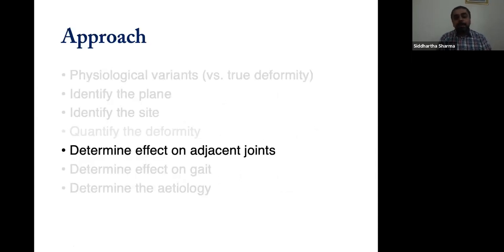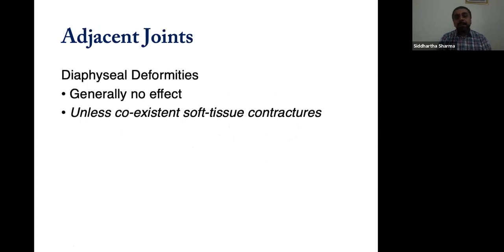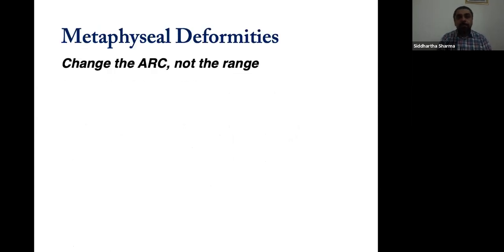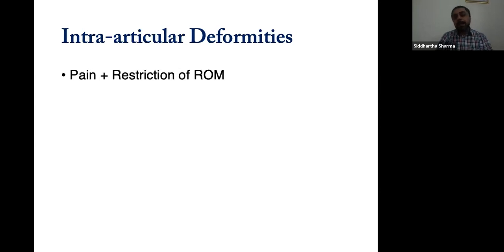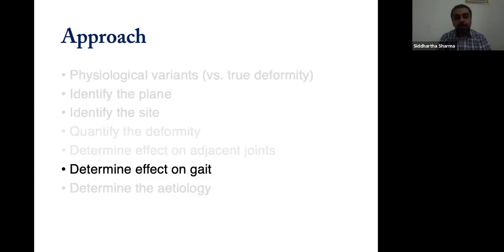So having quantified the deformity, the next step is to see what is the effect on adjacent joints. And we have already looked at this. Diaphyseal deformities do not affect the range of motion. Metaphyseal deformities change the arc. The analogy would be similar to a supracondylar humerus fracture, which changes the shoulder range of motion, but not necessarily the total range. So the arc of motion is changed, but the range of motion is not changed, right? Intra-articular deformities, of course, there is going to be a painful restriction of the range of motion.